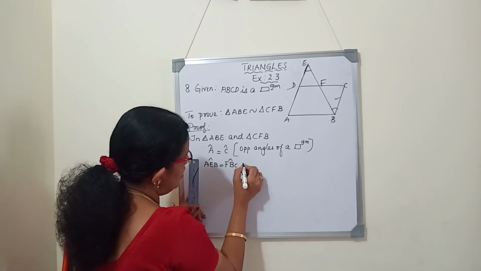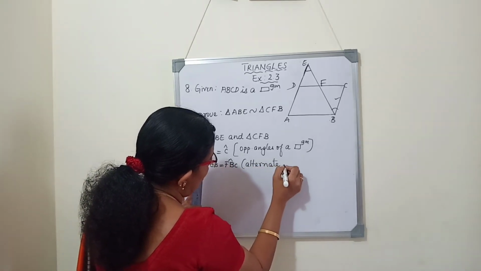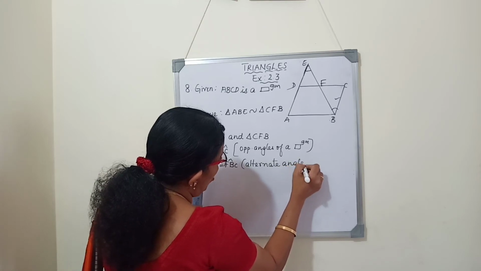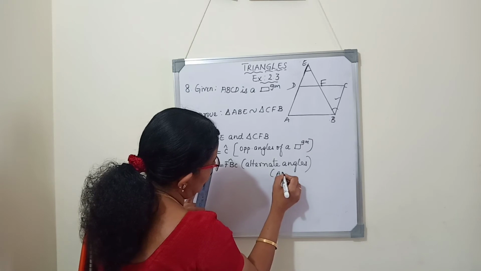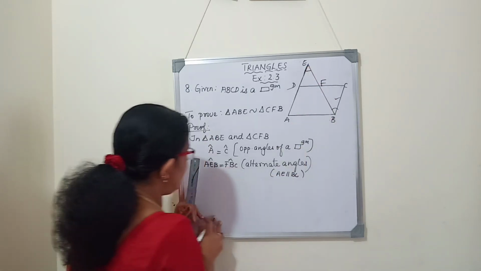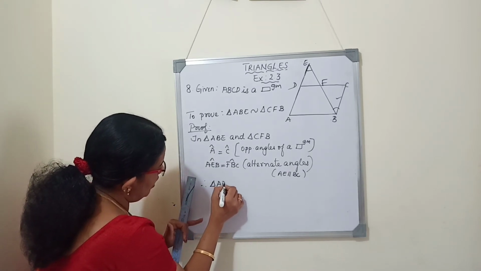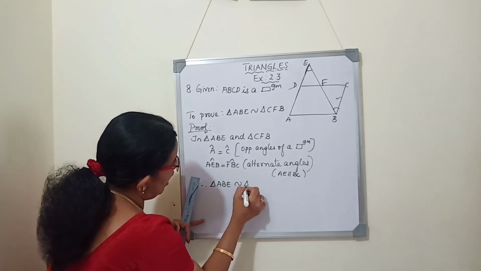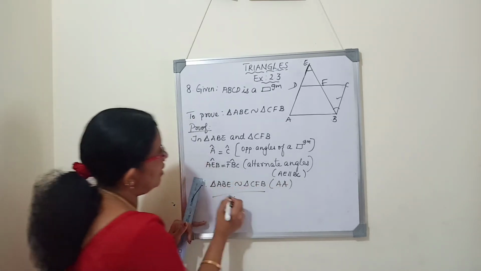So we can write they are alternate angles. How are they alternate angles? AE is parallel to BC. If you want, we can write AE parallel to BC and BE is the transversal. So two angles are equal. Therefore triangle ABE is similar to triangle CFB, again by AA similarity criteria.